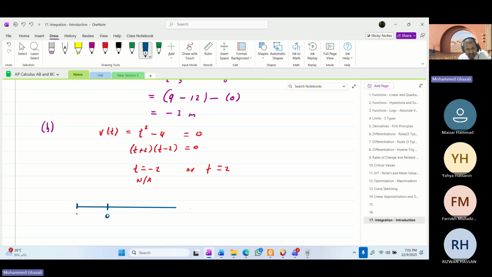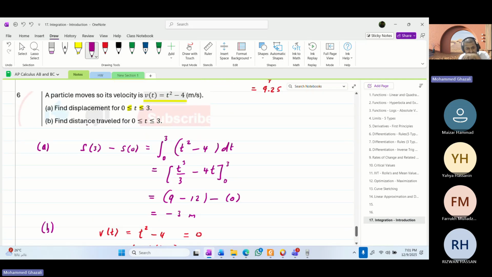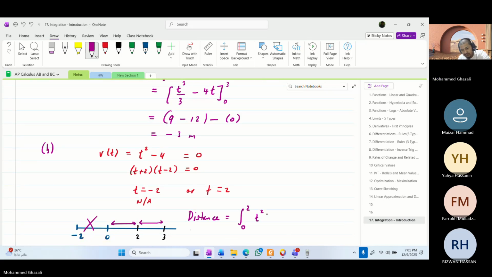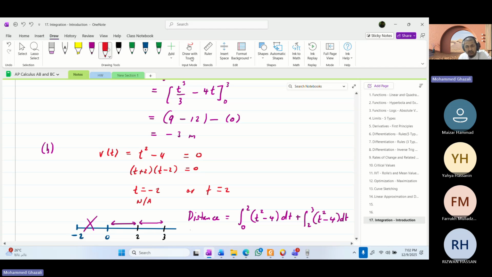There's 0 here, there's negative 2 here. So all this is negative time, which is not applicable. 2 is applicable, and 3. So you have to integrate from 0 to 2, and you have to integrate from 2 to 3. So you're going to have 2 integrations for distance, as I mentioned before. So the distance is equal to the integral from 0 to 2 of the function t squared minus 4, plus the integral from 2 to 3 of t squared minus 4 dt, taking the absolute value.